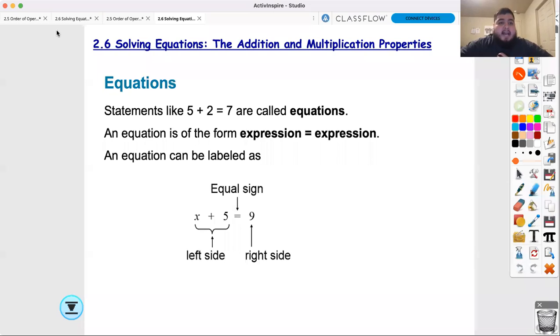We're in 2.6 now. Now we're officially starting to learn how to solve equations. All we've done so far is learn about exponents and order of operations and how to simplify expressions and how to plug in numbers and simplify that. Now we're gonna take those same skills and develop our solving equation skills. So today's lesson in 2.6 is we're gonna solve equations using the addition and multiplication properties. And I'll go ahead and read this definition once I'm done with the timer.